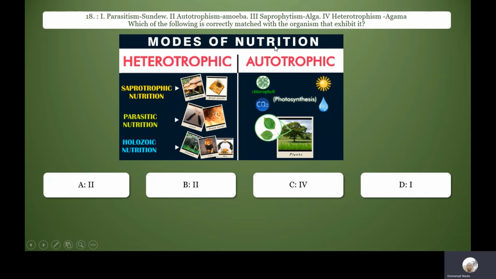Which of the following is correctly matched with the organism that it exhibits? So you have parasitism to sundew, autotrophism to amoeba, saprophytism to alga, heterotrophism to agama. The agama lizard is of course heterotrophic. It feeds on already made food. That should be our correct option here, C.